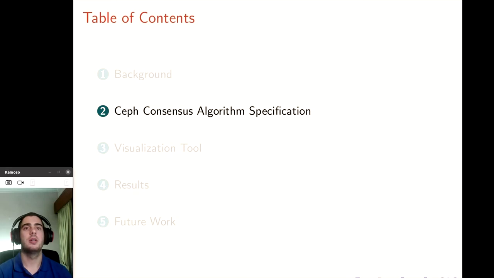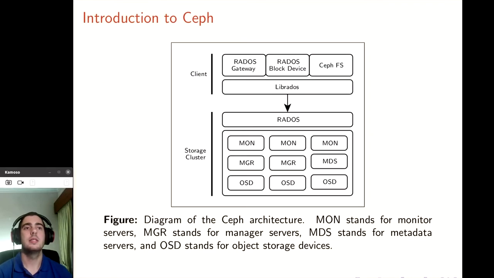Now I'll briefly talk about Ceph and present the specification that was developed for the consensus algorithm. So as I talked about before, Ceph is a distributed storage solution. That means that you can have multiple systems with storage, and Ceph unifies those systems so you can deliver a unified solution that can use all that storage. Here we have a simple diagram of the various components in Ceph. I'll mostly focus on the ones below.